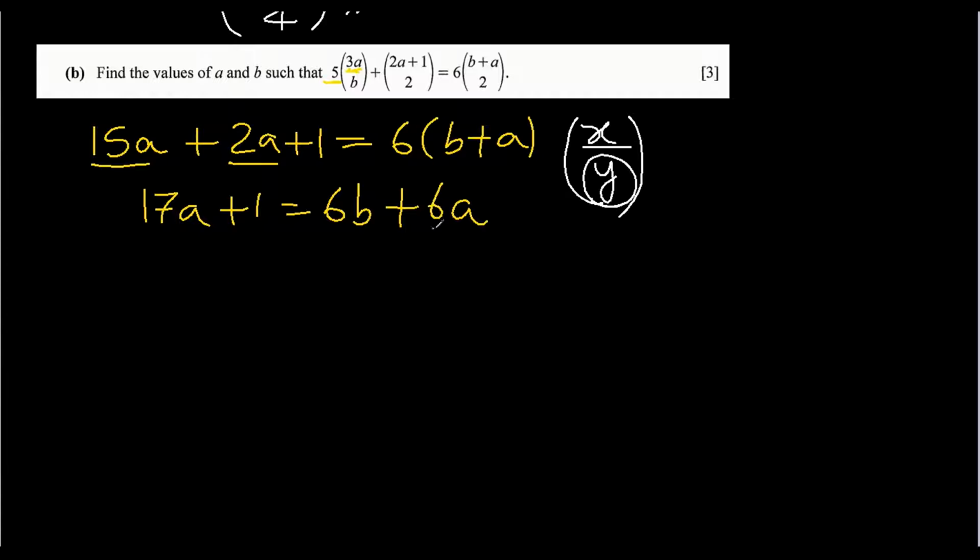So let's bring 6a to the left side and this one to the right side. 17a minus 6a equal to 6b minus 1. So 11a.